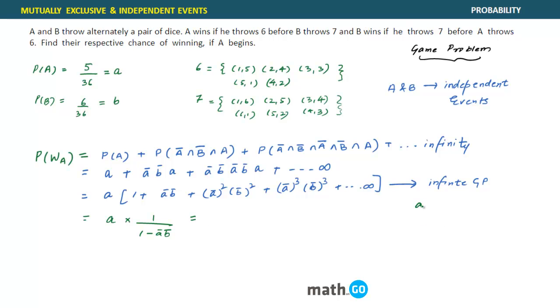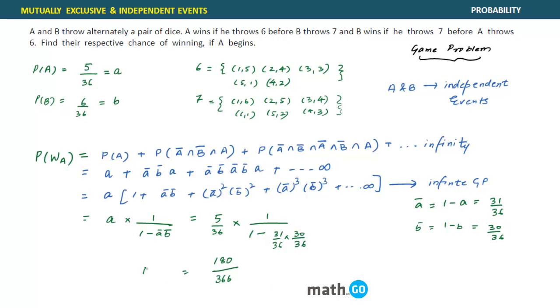And what is A bar? A bar is 1 minus A, which we can say is 31 by 36. What is B bar? B bar is 1 minus B, which we can say is 30 by 36. Just put the values and solve this. This is how you solve the game problem. This is 5 by 36 into 1 upon 1 minus 31 by 36 into 30 by 36. So the answer that you will get is 180 by 366. This is the probability of winning of A.